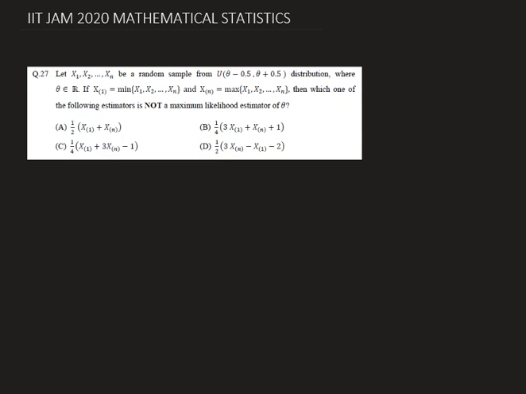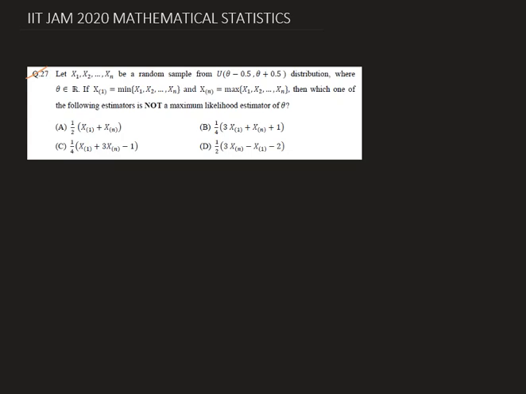Today we are going to solve one question from IIT JAM 2020 Mathematical Statistics. This is question number 27, that means it is from section A. So it is an MCQ type question. Therefore, among these four given options, only one option is correct and we need to find that. So let's see what is in this question.